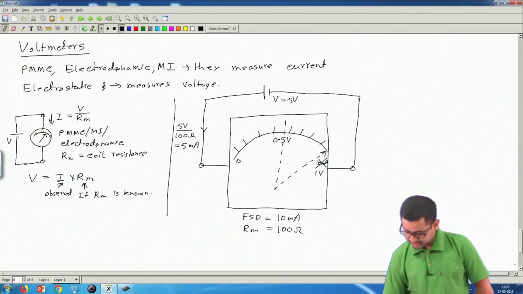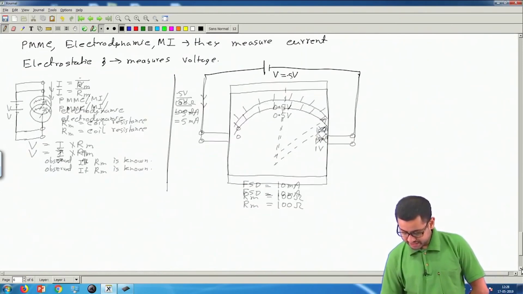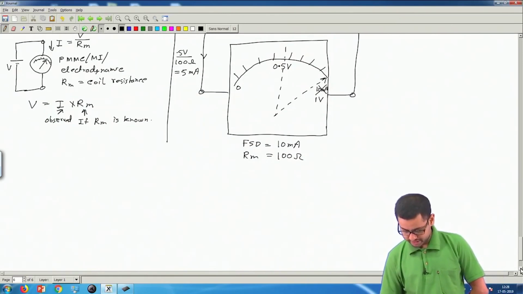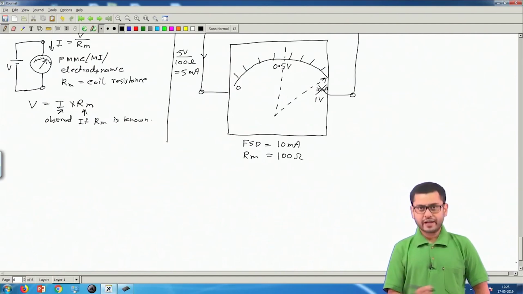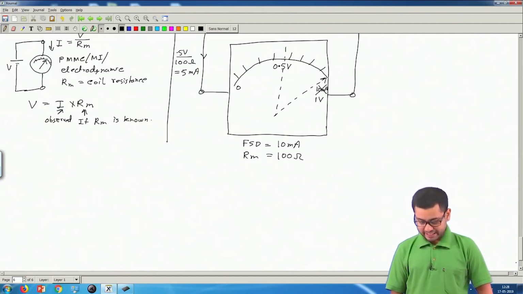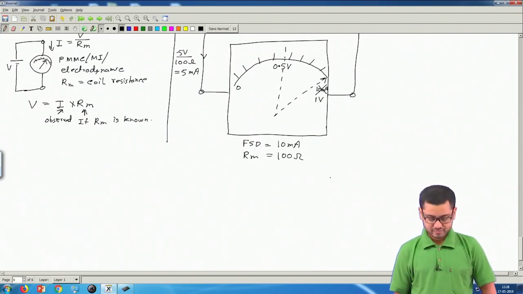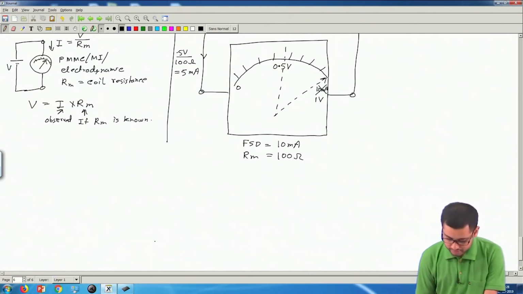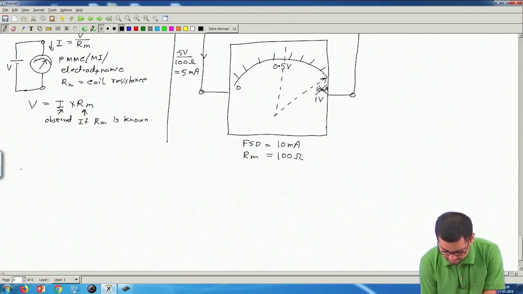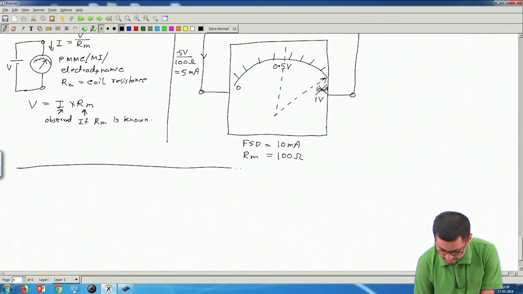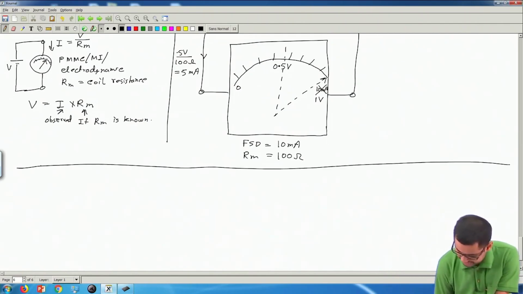Now the next question is, if I want to change the range of the measurement, how can I do that? Basically, I have to change the resistance of the meter. So now, range changing.